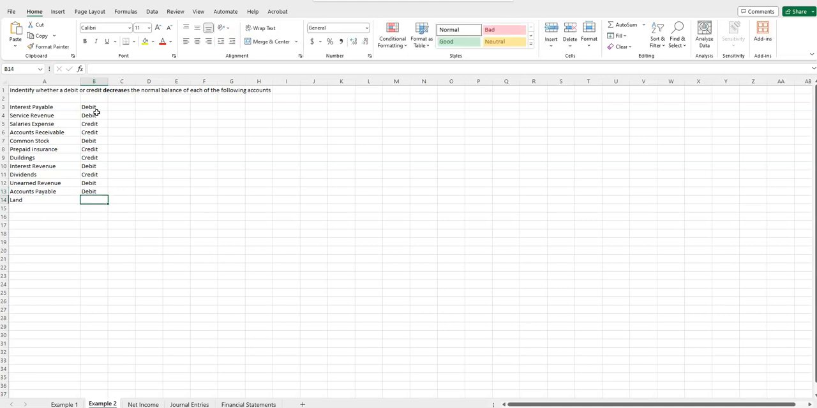And land. Land is an asset account. Assets have normal debit balances, which means they get decreased with a credit.